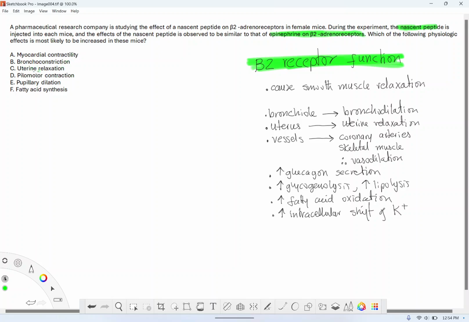Bronchoconstriction, no. It causes bronchodilation. Uterine relaxation, yes. That would be our choice. Okay, let's see if there is anything else. Pilomotor, no. Papillary, no. So we said it's found in the uterus and causes uterine relaxation. So this is our choice.